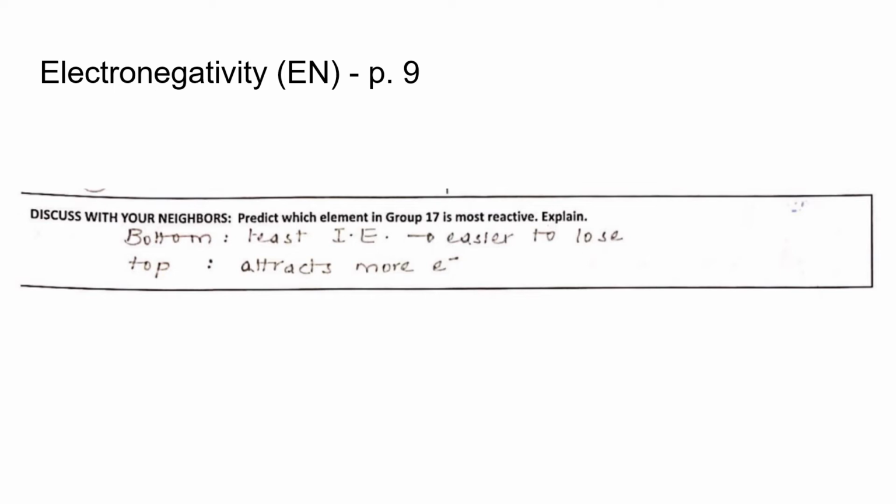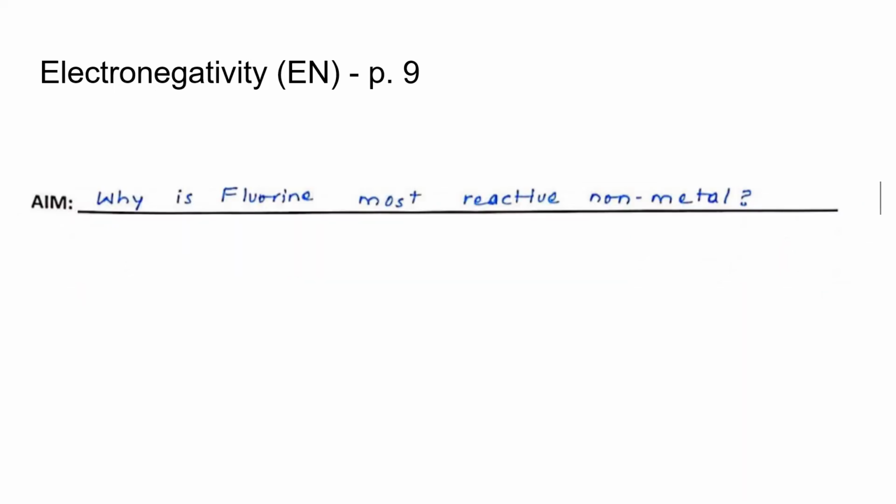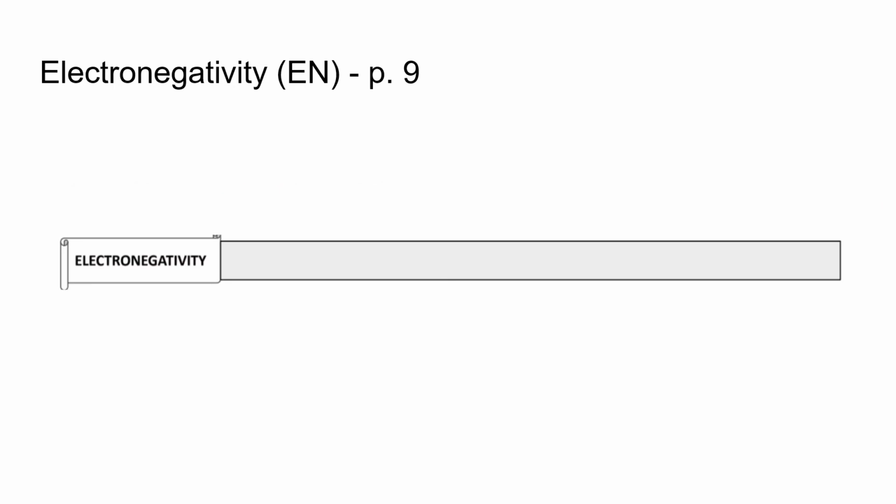However, there's another phenomenon that also plays a huge role in determining the reactivity, and that is electronegativity. So the atoms at the top of group 17 have more ability to attract the electrons of other atoms, and that is also something that's very important for an atom to react. So that's technically our aim for today: why fluorine is the most reactive nonmetal.